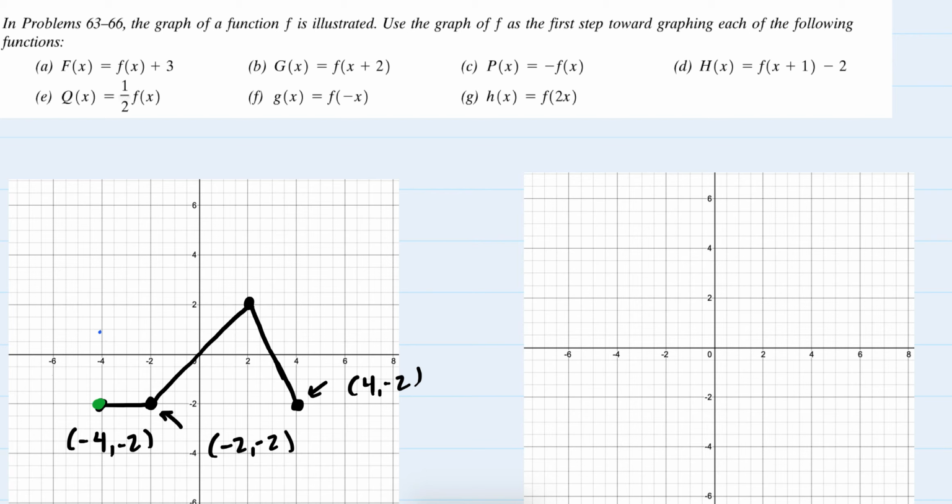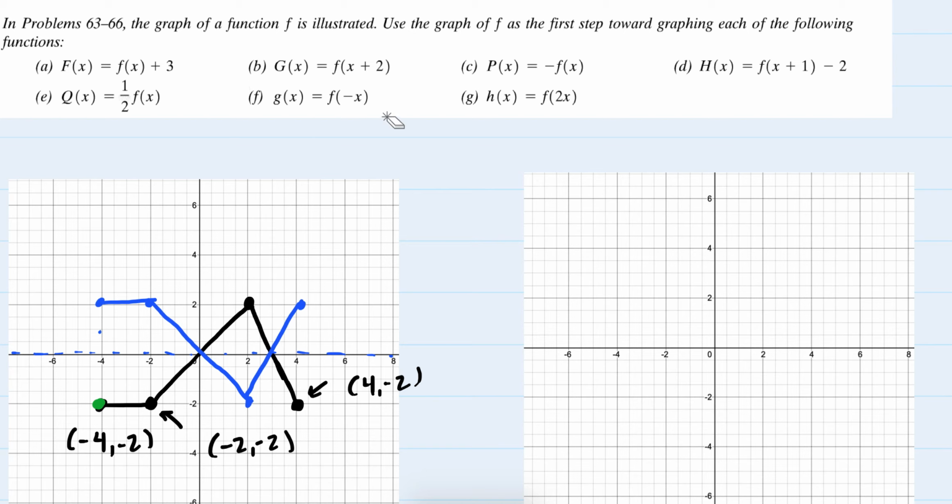Okay, so for C, we're going to flip with respect to the line y equals 0, because this negative is on the outside. For F, you flip with respect to this one here. So what's going to happen? This is going to go here, this is going here, this point goes here, this point goes here, and your graph looks like this. Do you see it? You see how I reflected it along this line? So that's part C.